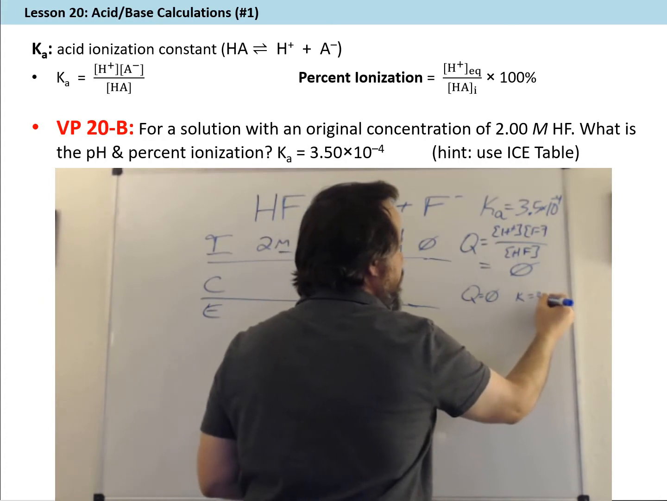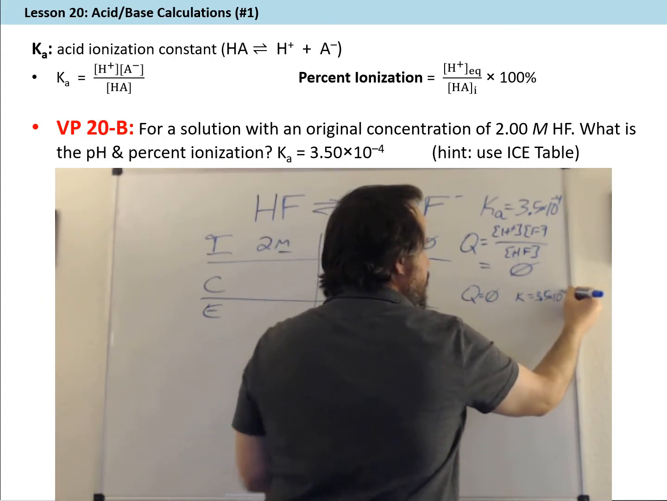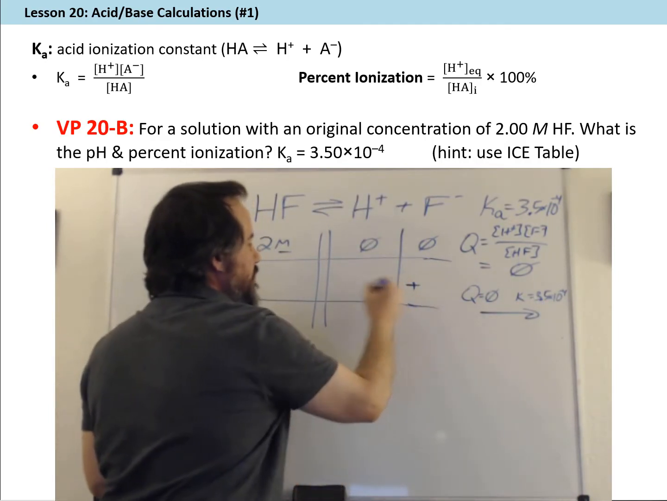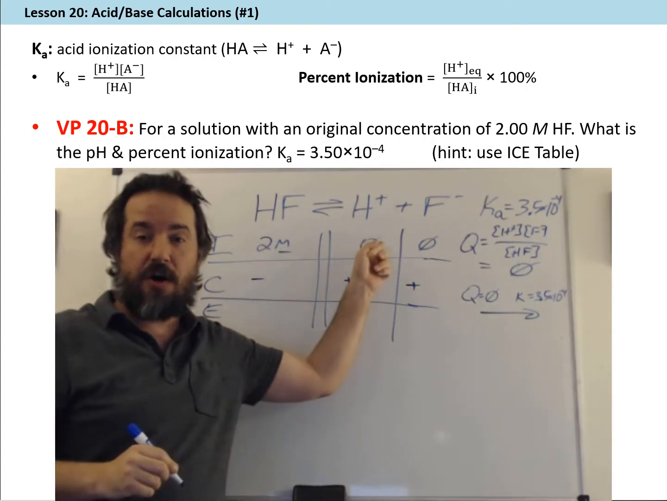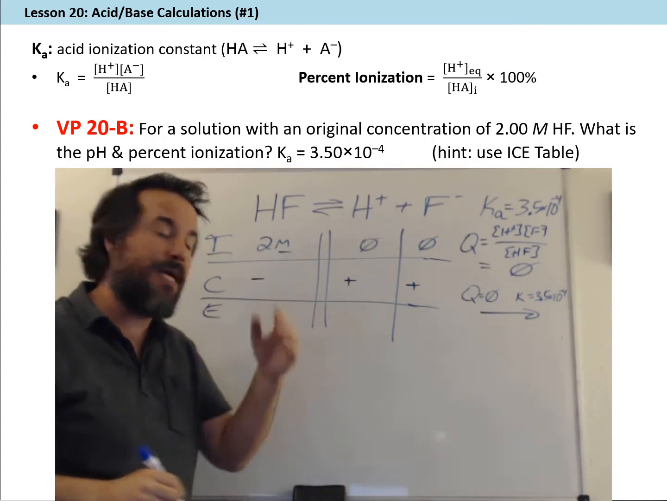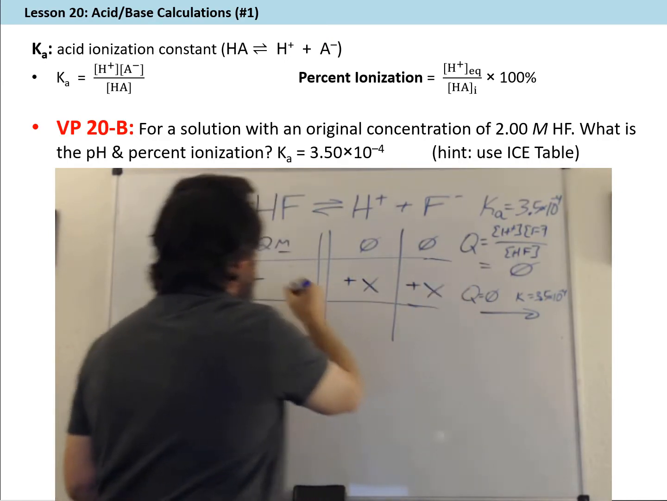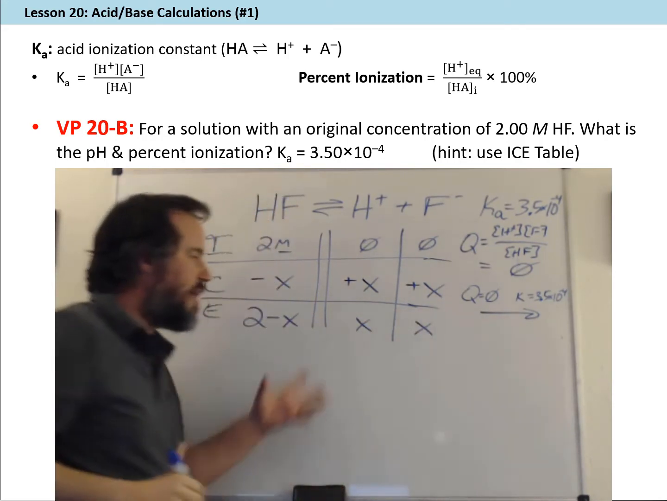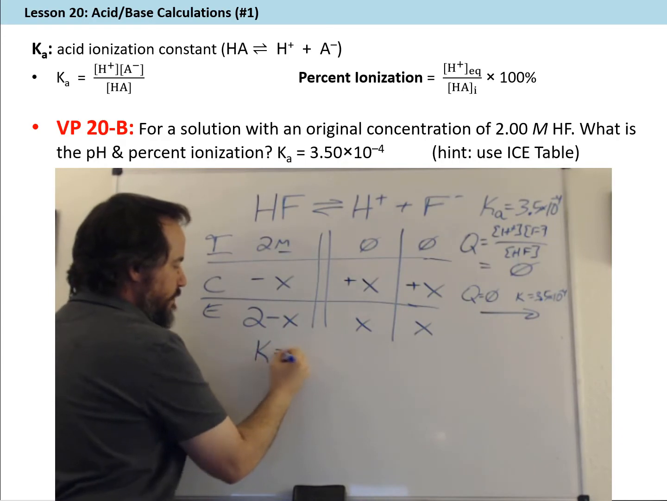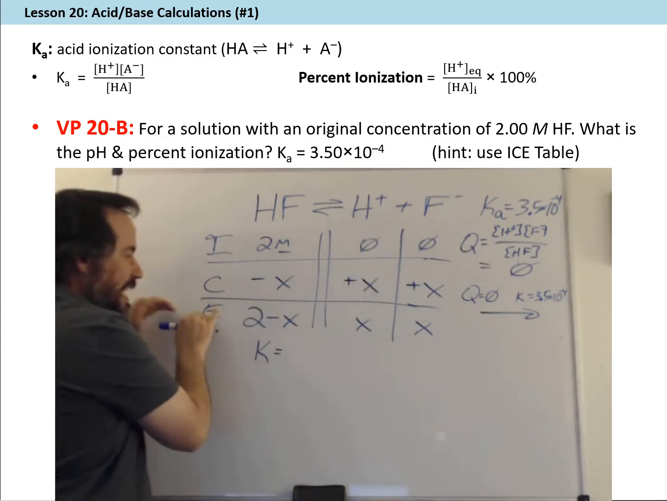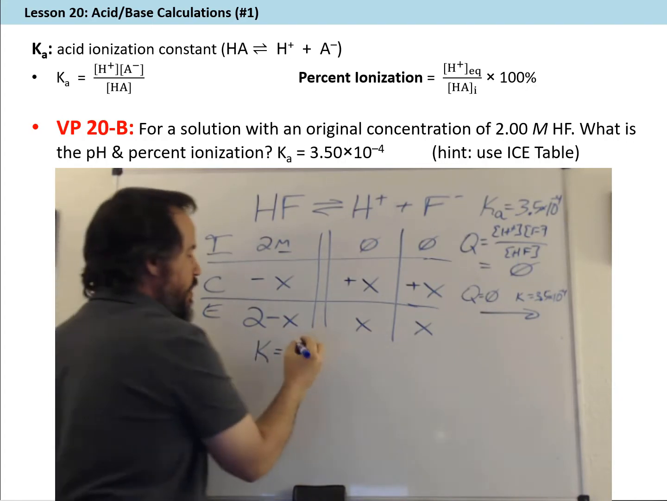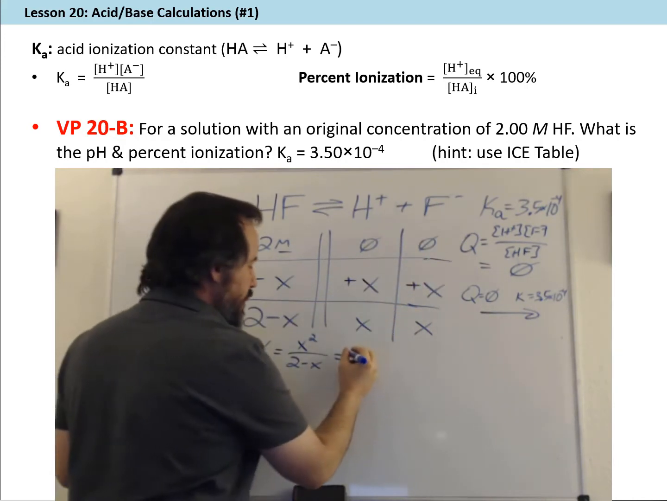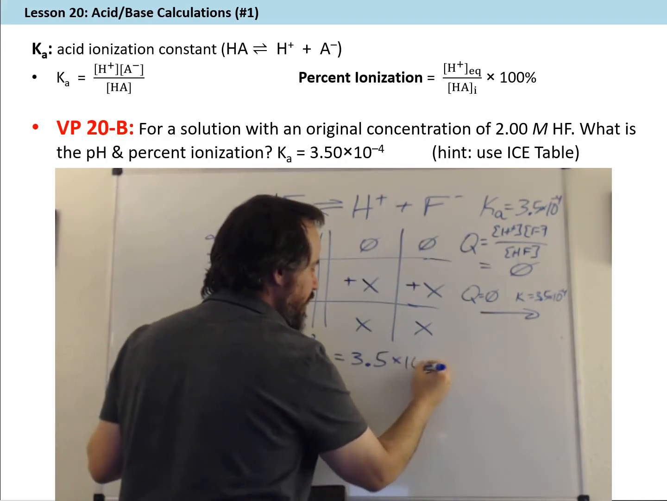All right, so if my Q is 0, and my K is 3.5 times 10 to the minus 4, this is a small number, but it's bigger than Q, so it's going to shift towards the right. I also know it's going to shift towards the right because if I have 0, I can't get smaller than that. I have to get bigger. So that's going to be plus x, minus x. It's going to give me 2 minus x, and x. And now I plug these into my equation for K. I can do that now because I'm at equilibrium. So this is going to be x squared over 2 minus x equals 3.5 times 10 to the minus 4.